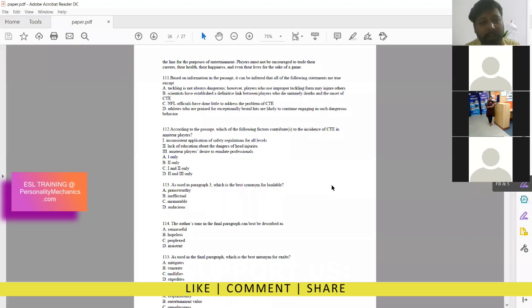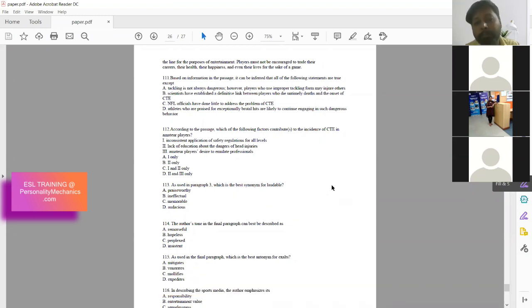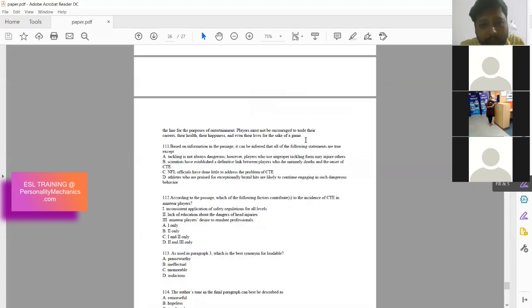Okay, so the first one says, tackling is not always dangerous. However, people who use improper tackling forms may injure others. Is this something that you people have read? I have read this, so I'm sure that this is not incorrect. Scientists have established a definitive link between players who die untimely deaths and the onset of CTE. Yeah, I read this. So see, I can show you here.